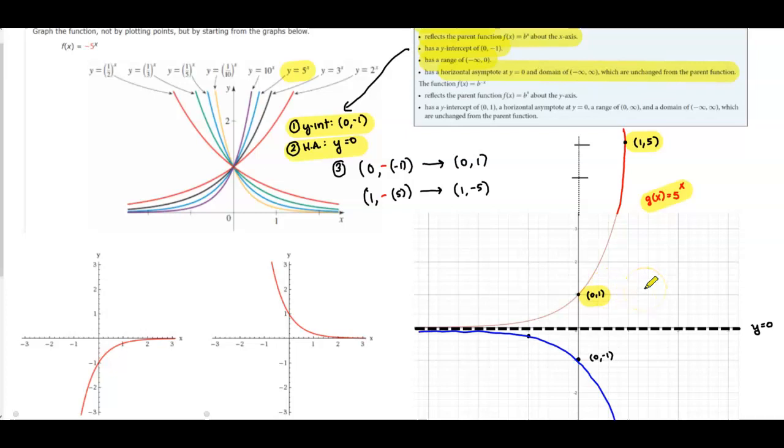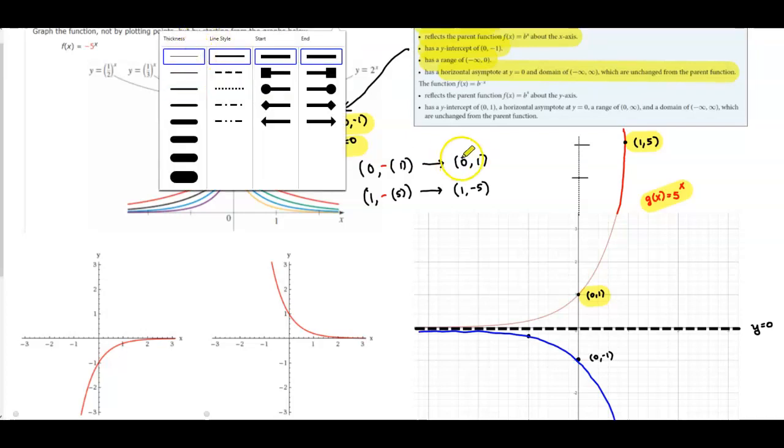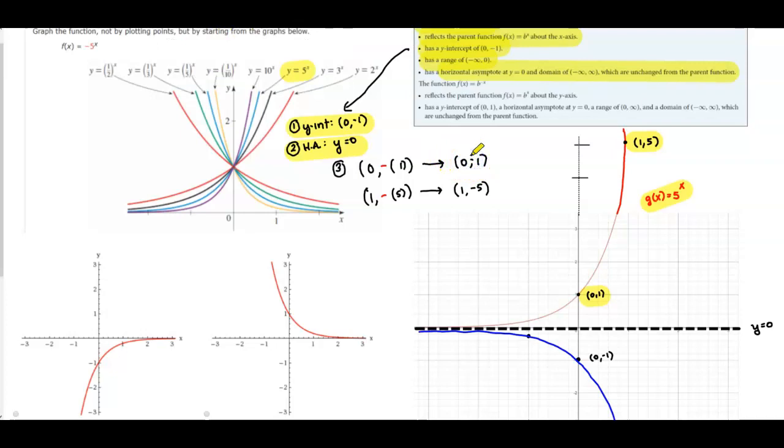So we're going to take our x value, and then we're going to multiply that y value by a negative 1. So we end up getting (0, negative 1). So there is our first ordered pair. We also have a point on the graph, which is (1, 5). So we're going to take that negative and multiply it by the y-coordinate. It's going to give us (1, negative 5).